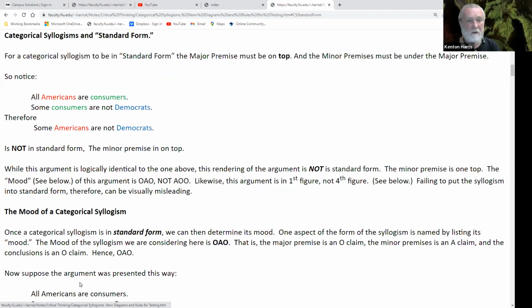Now, categorical syllogisms in standard form. The main thing you have to remember about the standard form of a categorical syllogism is that the major premise always has to go on top.